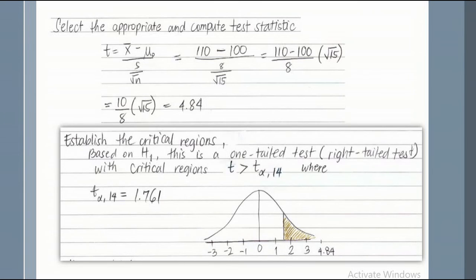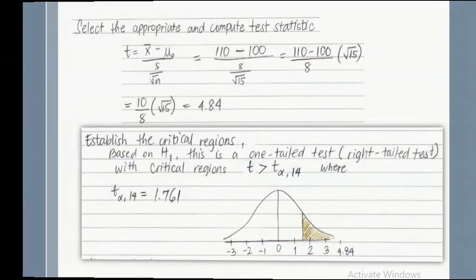Establish the critical regions. Based on the alternative hypothesis or H1, this is a one-tailed test or right-tailed test with critical region t is greater than t alpha with 14 degrees of freedom, where t alpha 14 is equal to 1.761. So the critical region is illustrated below.